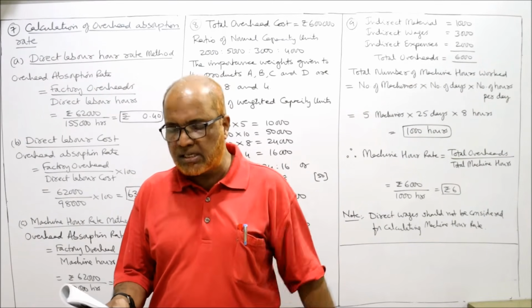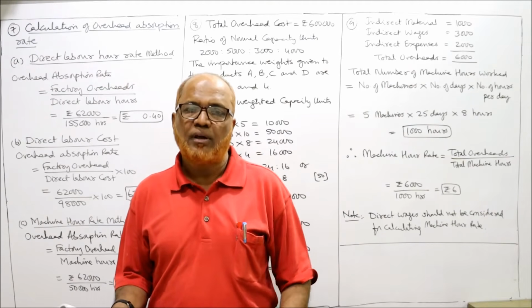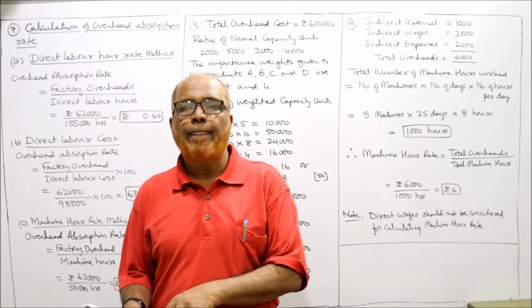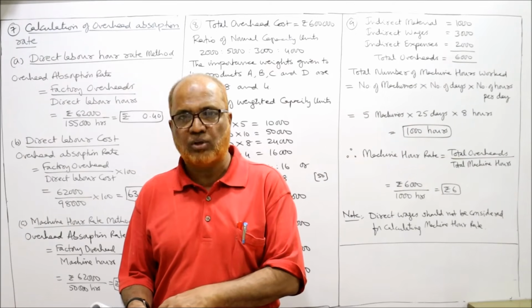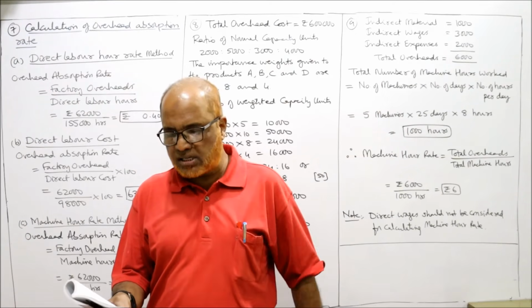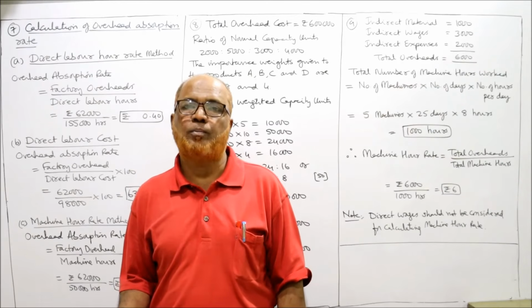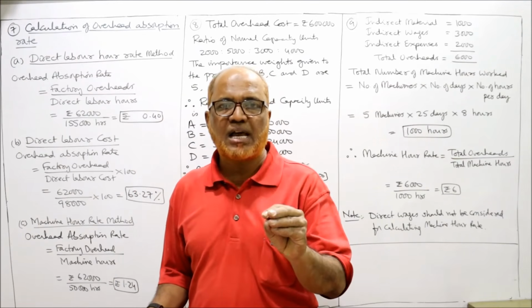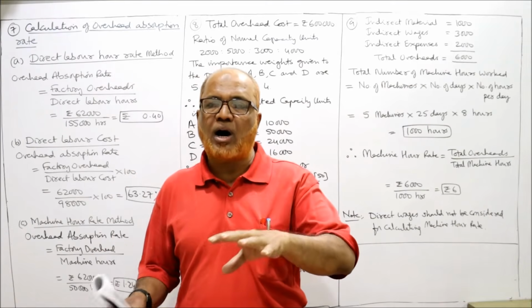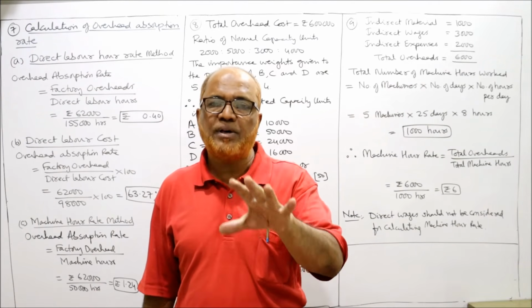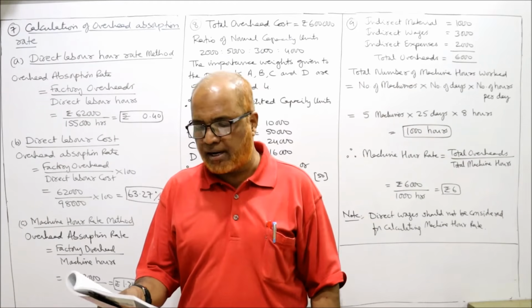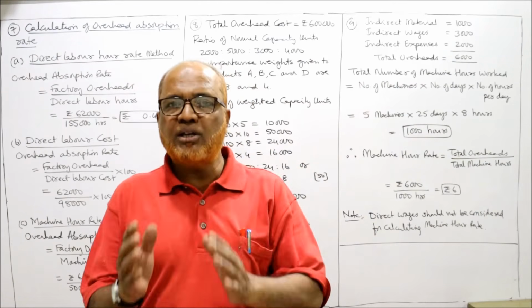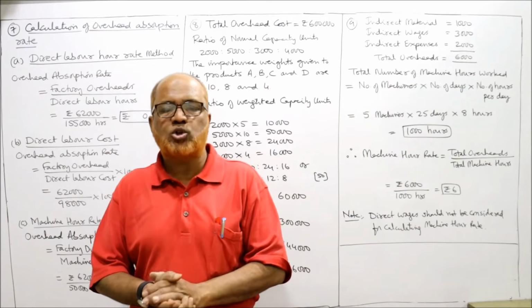The normal capacity is as follows. Units are given. The normal capacity units are A 2000 units, B 5000, C 3000, D 4000. The total overhead cost is estimated as 6 lakh rupees. Now we have to assign or apportion the 6 lakh rupees among the 4 products A, B, C, D. Calculate the overhead absorption rates for the products. Now we have to apportion these 6 lakh rupees among the 4 products.